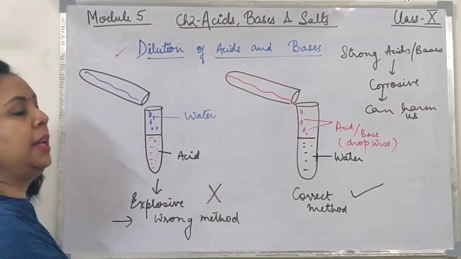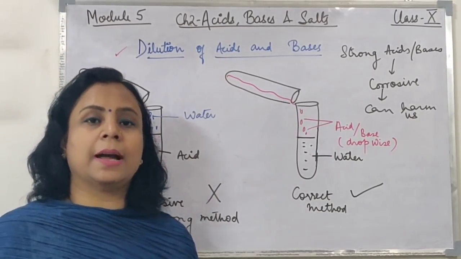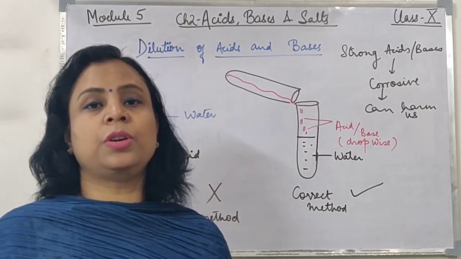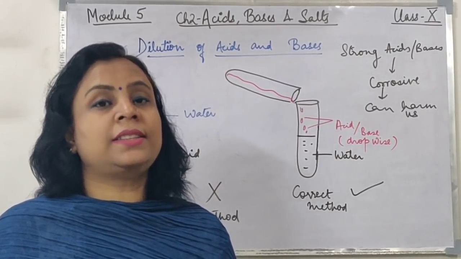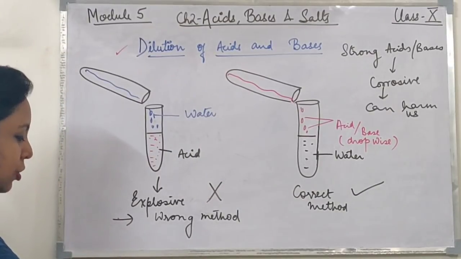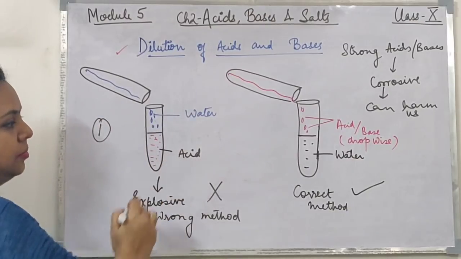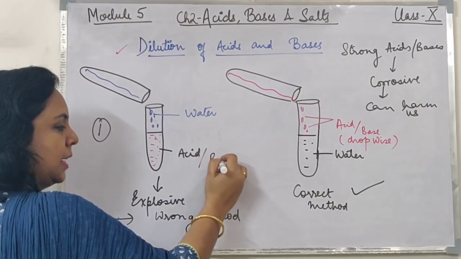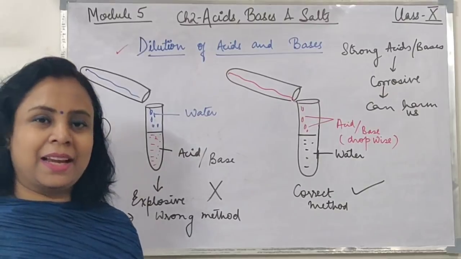Now we are going to see how acids and bases are diluted. Children, very often it happens that we need to dilute an acid or base. We need to prepare dilute solutions in the laboratory. So what is the correct way of doing that? I have taken two setups. In one of the setups, the arrangement is, in a test tube, the strong acid or base is taken and water is being added.